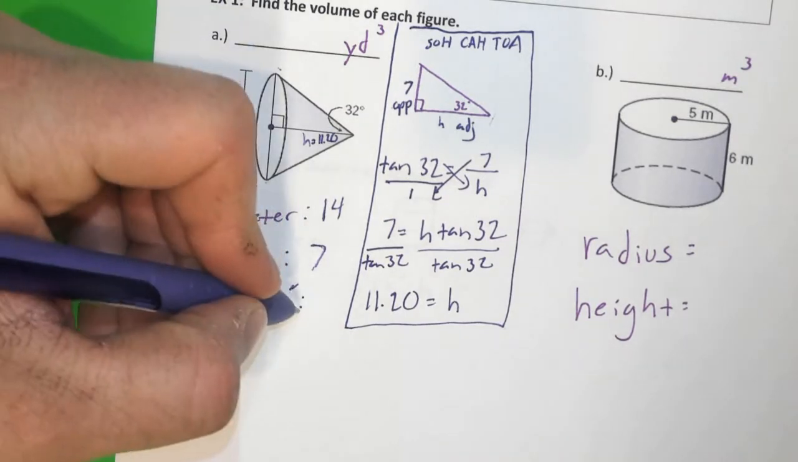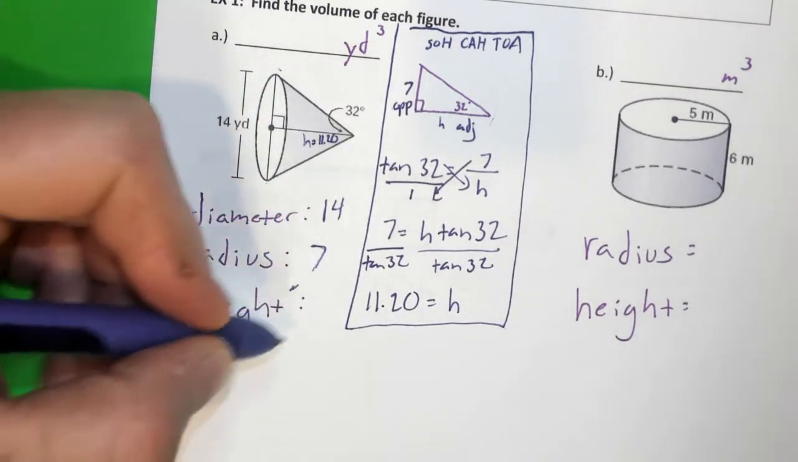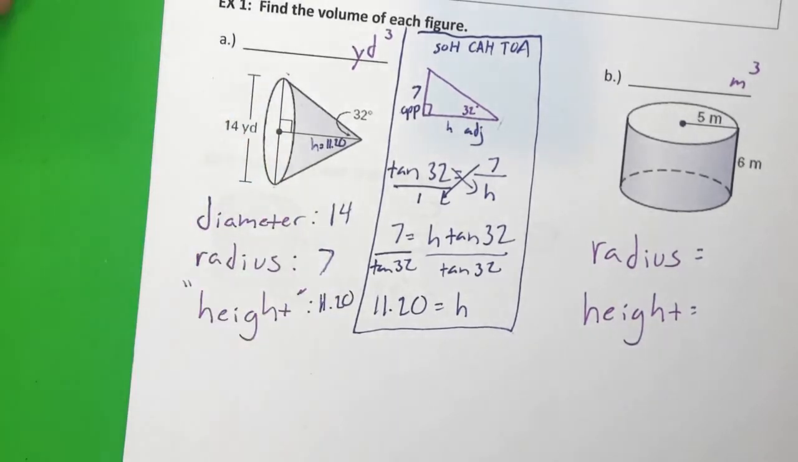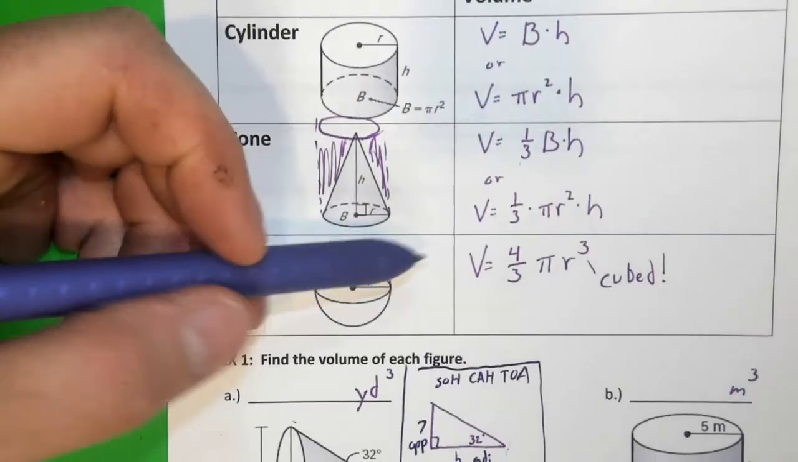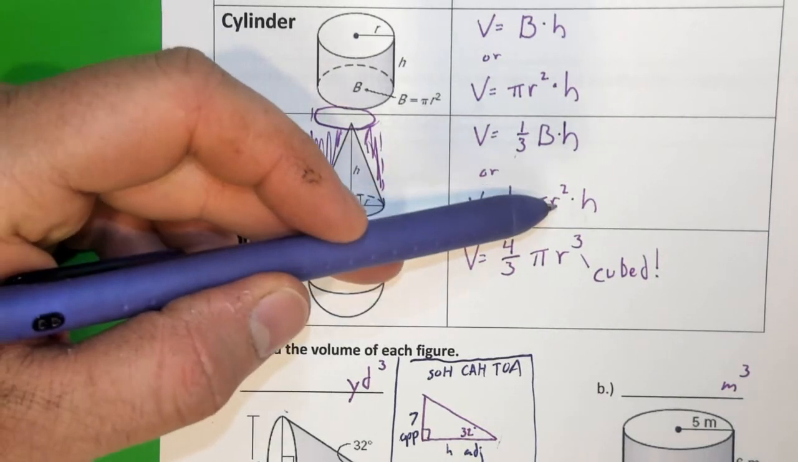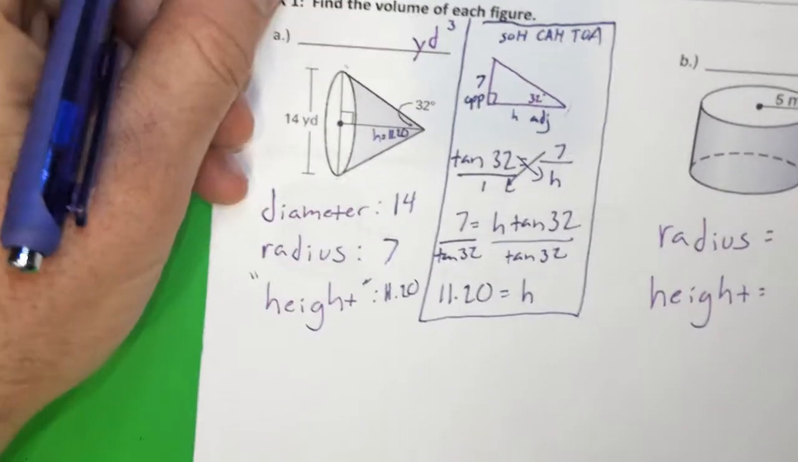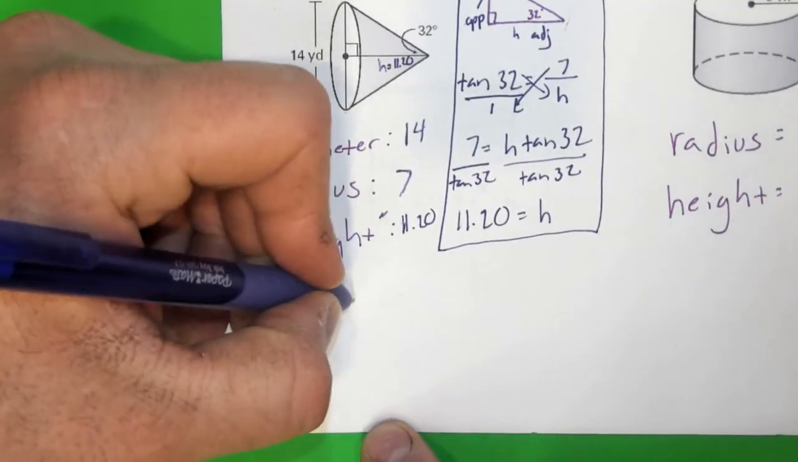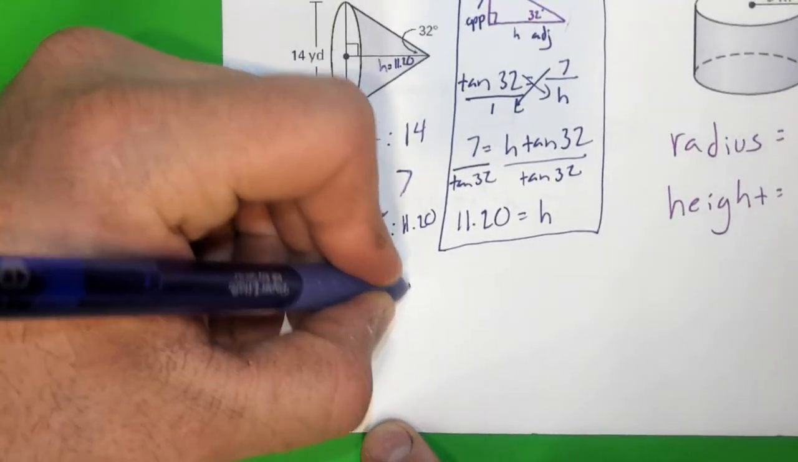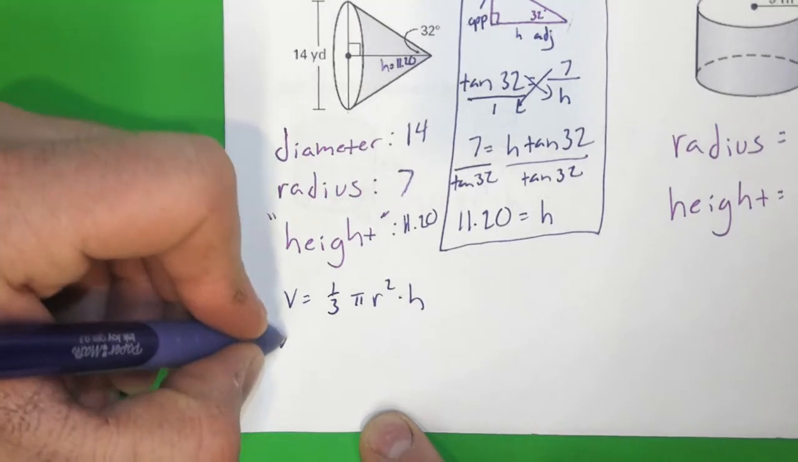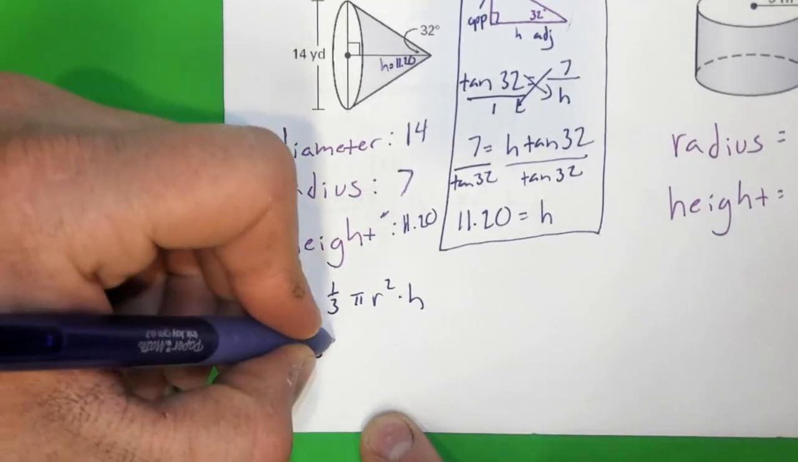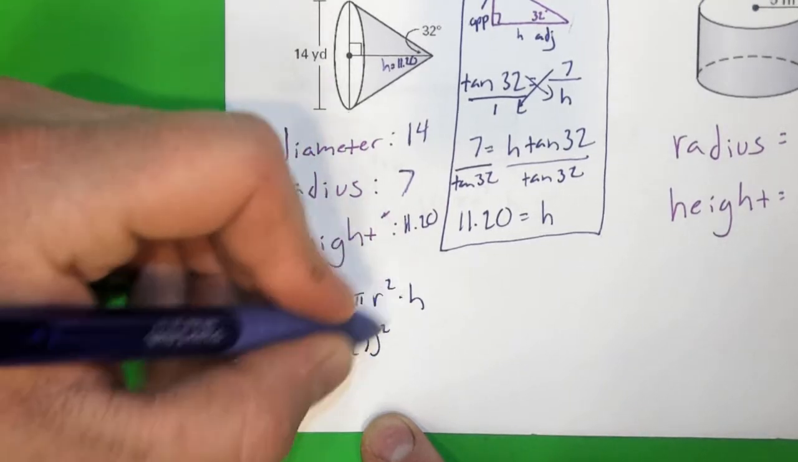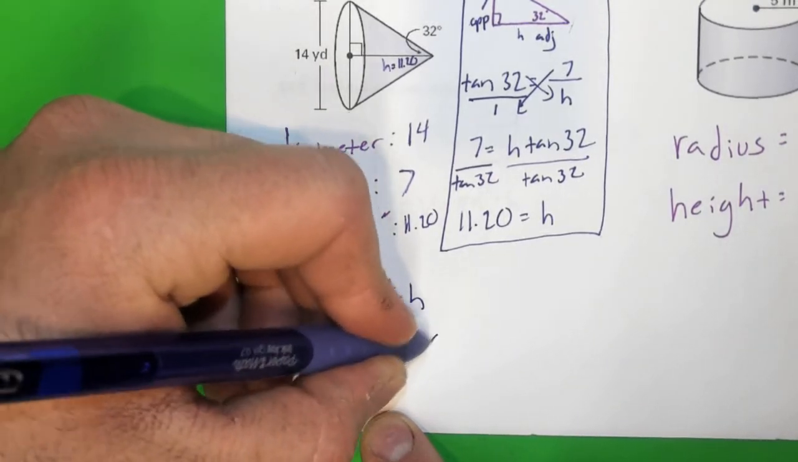Super. Okay, so now that I know what my radius is, 7, and I know what my height is, I have everything that I need in order to calculate the volume. So let's go back up to our formula. Once again, our formula is 1/3 pi r squared times height. So let's fill that in. Our radius is once again 7, so we'll put our 7 in there. And then our height is once again 11.20.